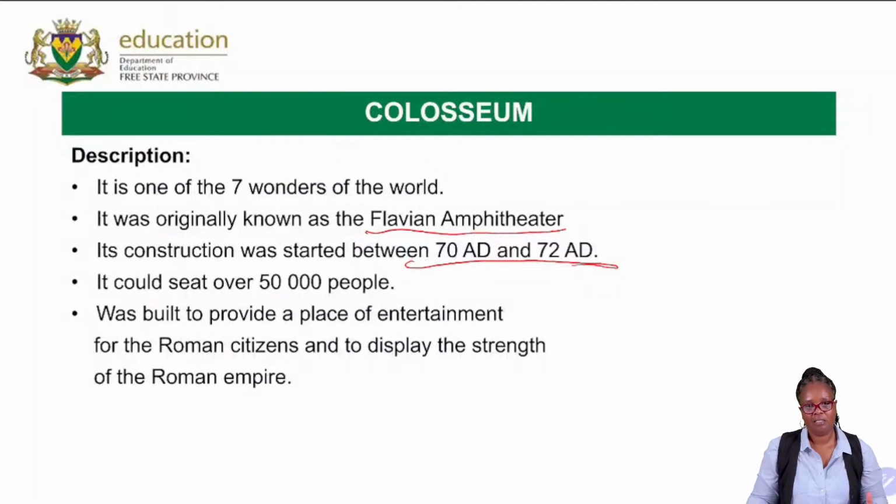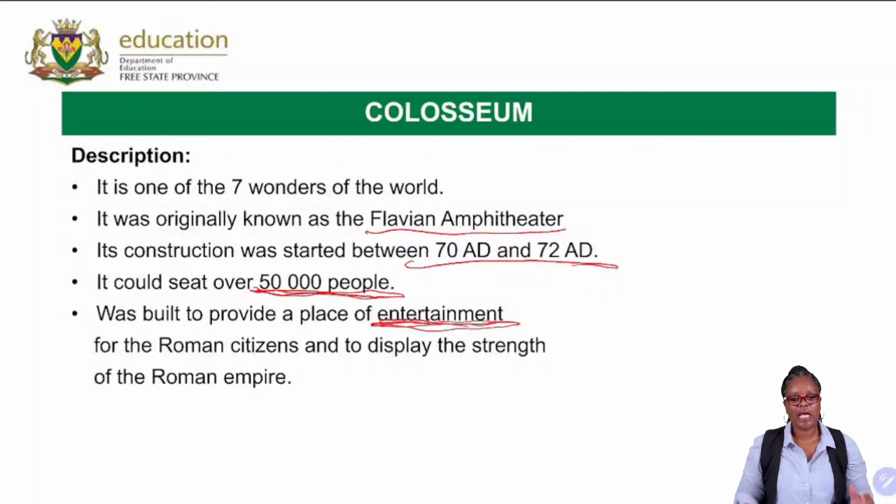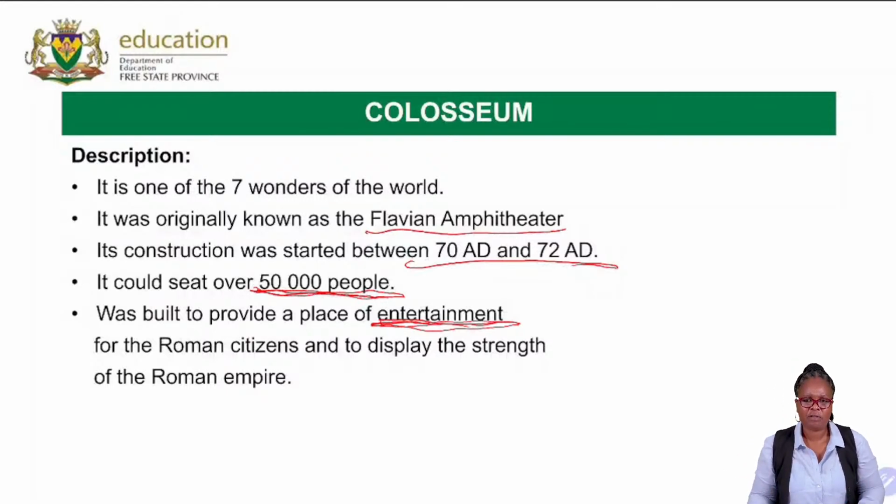How big is this amphitheater? It could seat more than 50,000 people. And now let's look at it. It was built to provide entertainment for the Roman people. They would go there when they needed to be entertained. Let's look at the type of entertainment that they would be enjoying when they went there.